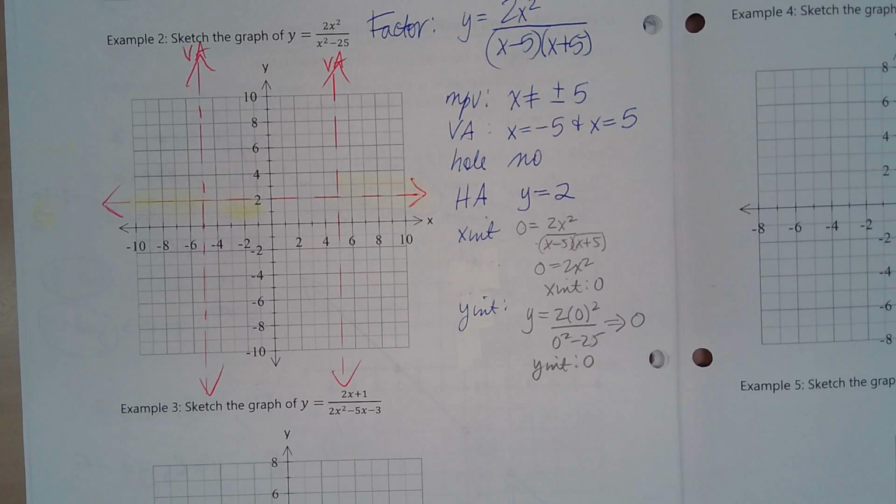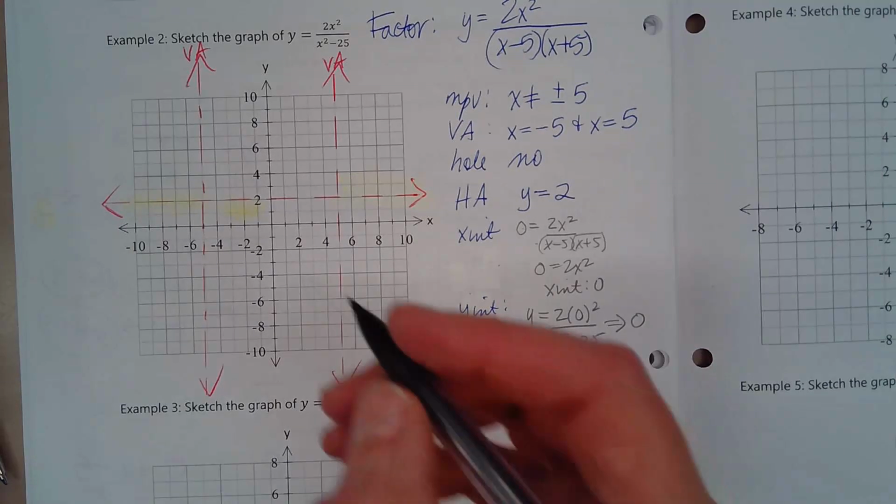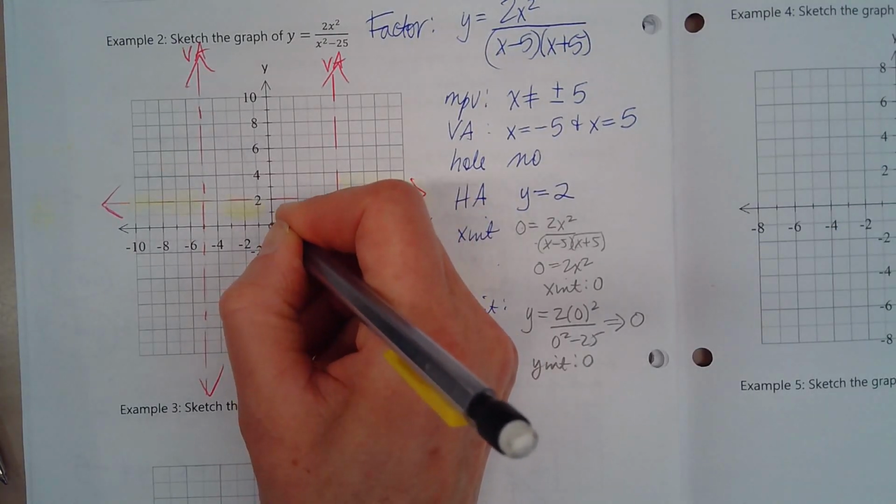Okay, so now I'm going to identify my intercepts, but I really only have one of them, right? That doesn't really help me out a ton, actually. After all this work, I've got one intercept.